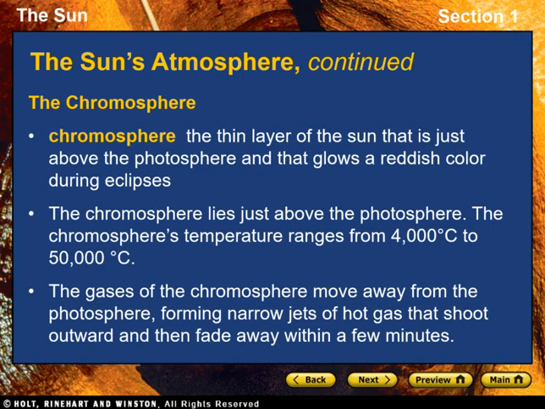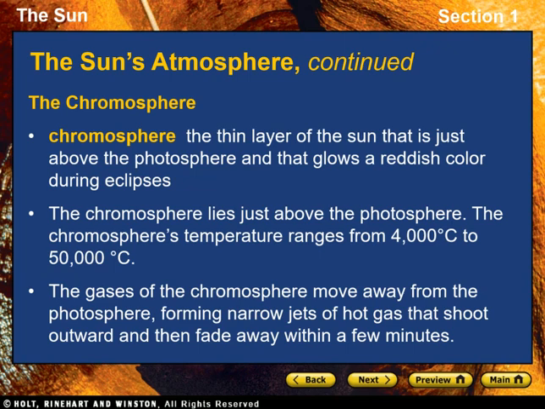The chromosphere. Above the photosphere lies the chromosphere, or color sphere. The chromosphere is a thin layer of gases that glow with a reddish light that is typical of the color given off by hydrogen. The chromosphere has temperatures that range somewhere between 4,000 degrees Celsius to 50,000 degrees Celsius.